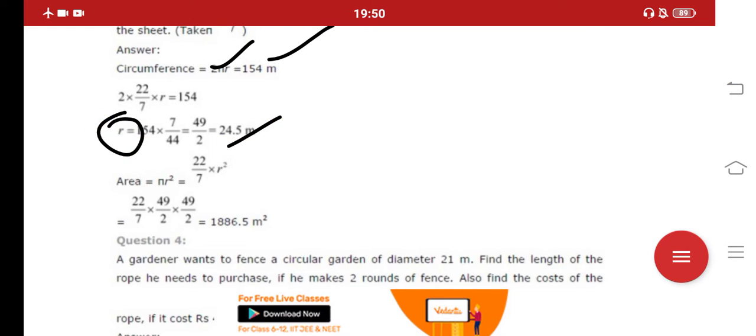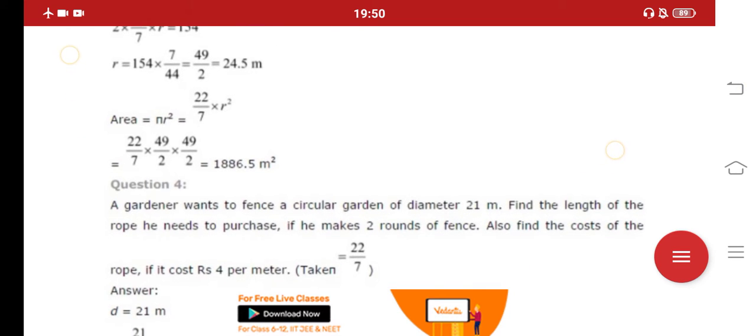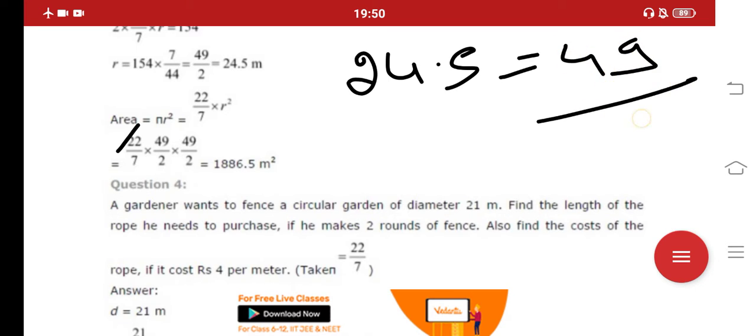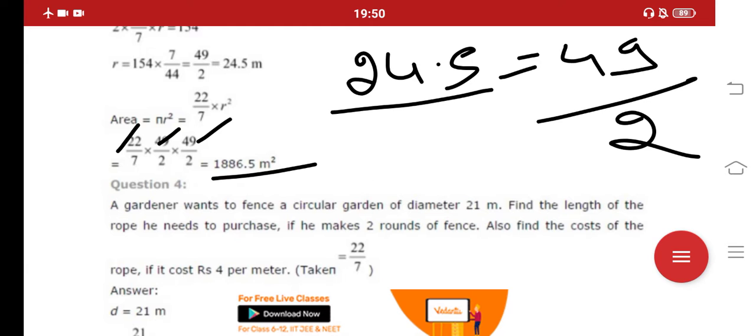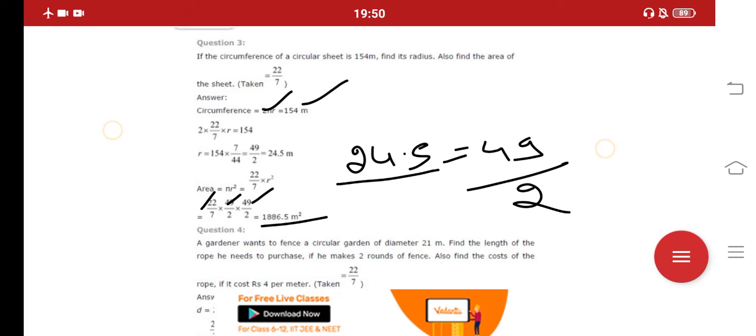That is 24.5 meter. After getting the value of radius, we can easily find the area, because the formula for area is pi r square. Pi is a known quantity here, that is 22 by 7 r square. So 24.5 can be written as 49 by 2, because when you divide 49 by 2, you will get 24.5. So pi r square, 2 times r, and that much we are getting, 1886.5 meters square. So this is the area of the given circular sheet.